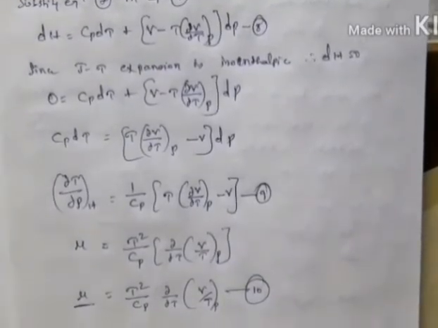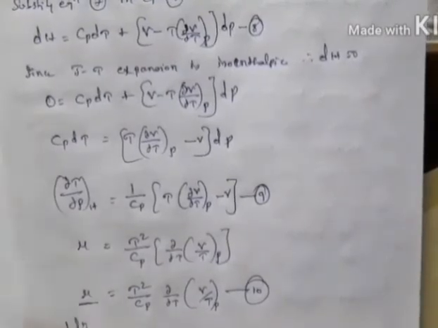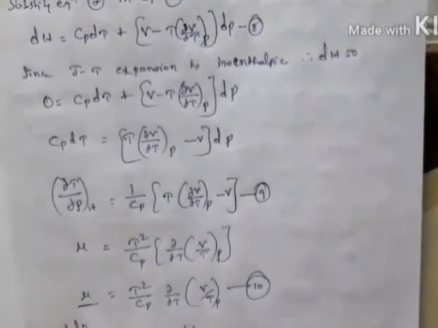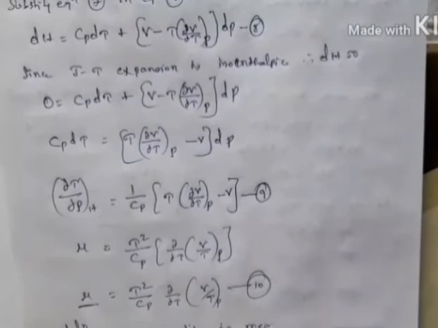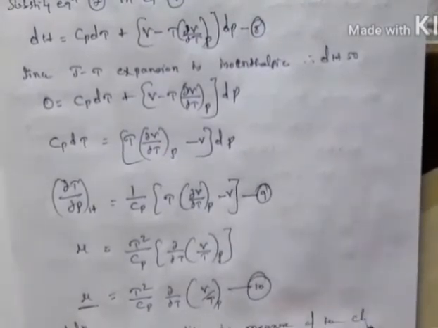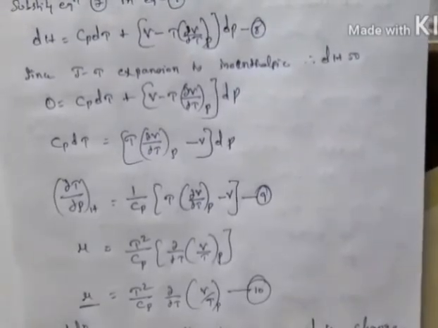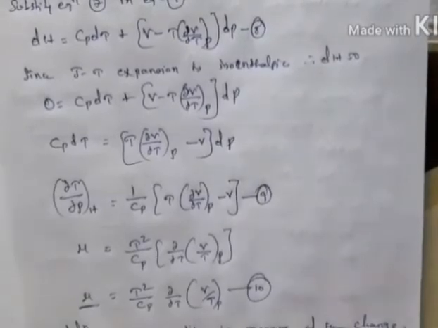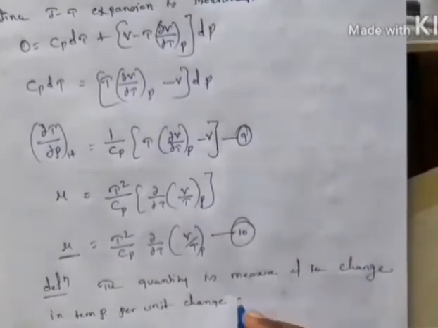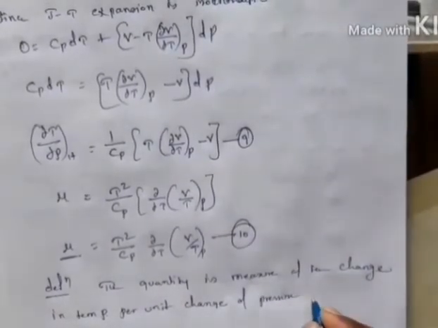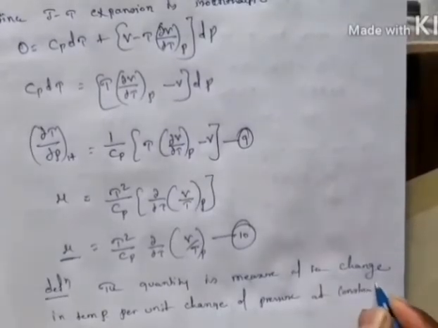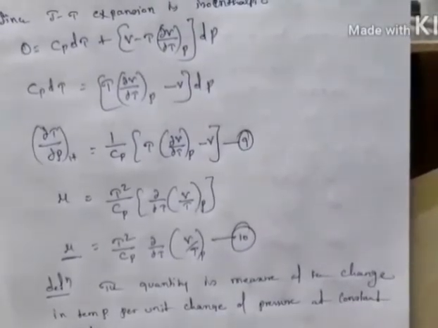This is the Joule-Thomson coefficient, which can be defined as a measure of the change in temperature per unit change of pressure at a constant enthalpy. And this is about the Joule-Thomson coefficient.